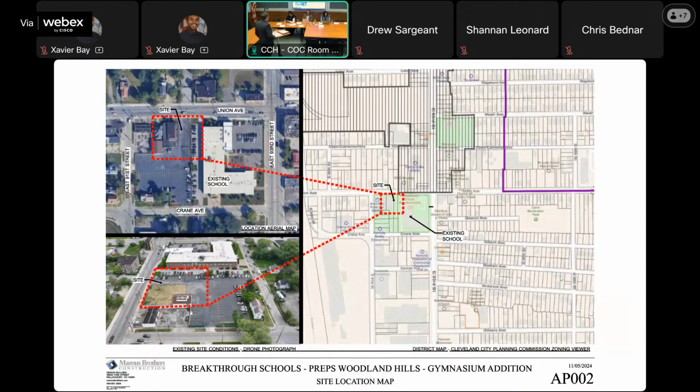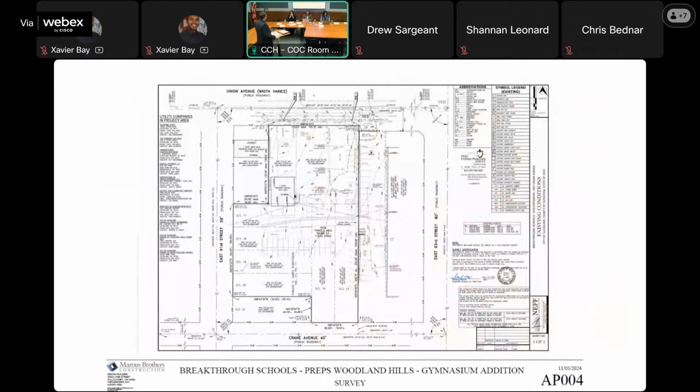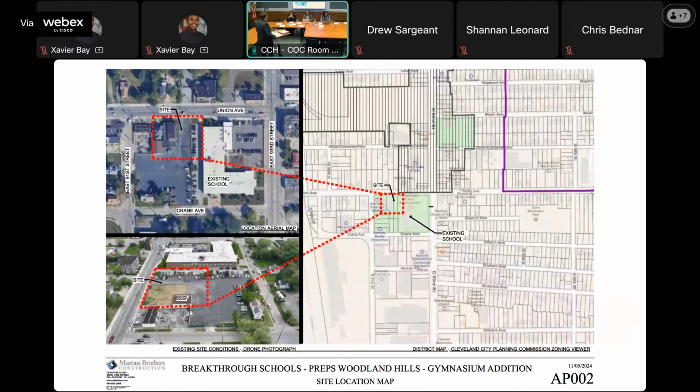So the site, as I mentioned, is along East 93rd Street, the southwest corner of East 93rd and Union Avenue. There's an existing school. The original school building there was built in 1969, was a CMSD school. It's now operated by Breakthrough Schools. There's an addition on the northeast portion of the existing school building that was built by Breakthrough Schools in 2019. And our construction site is to the west, on the northwest corner of the existing school.